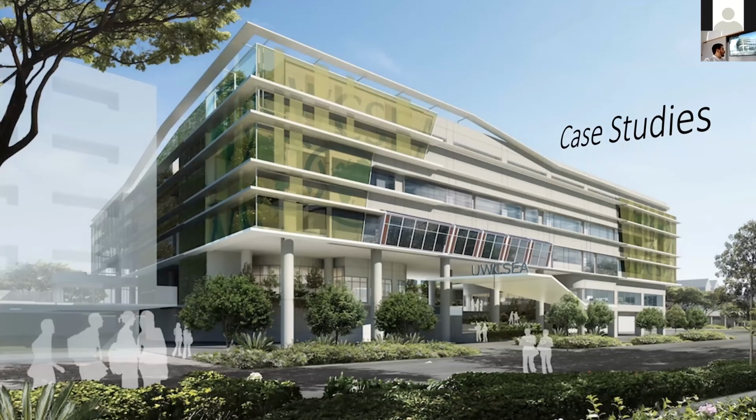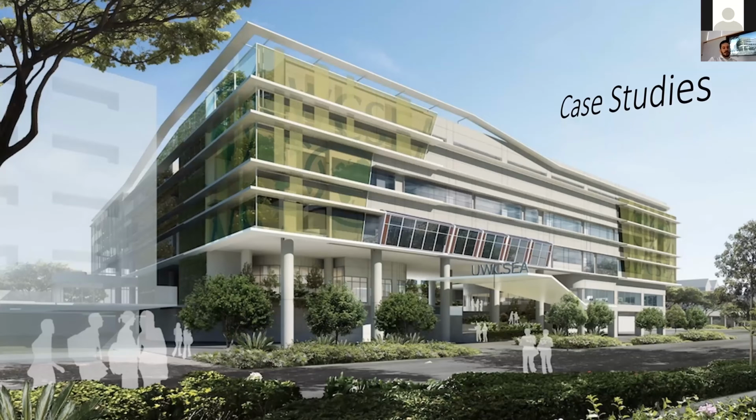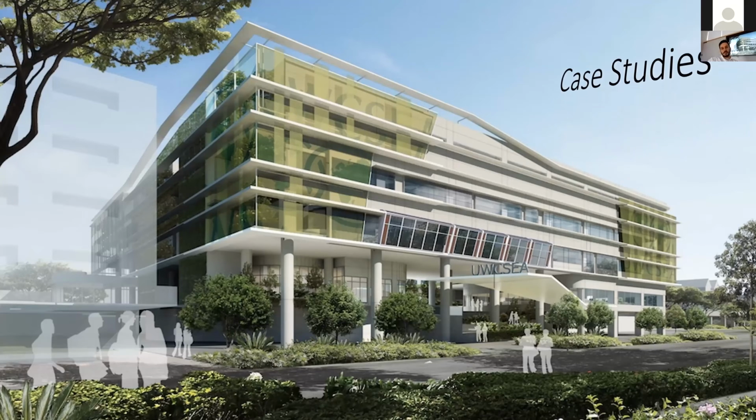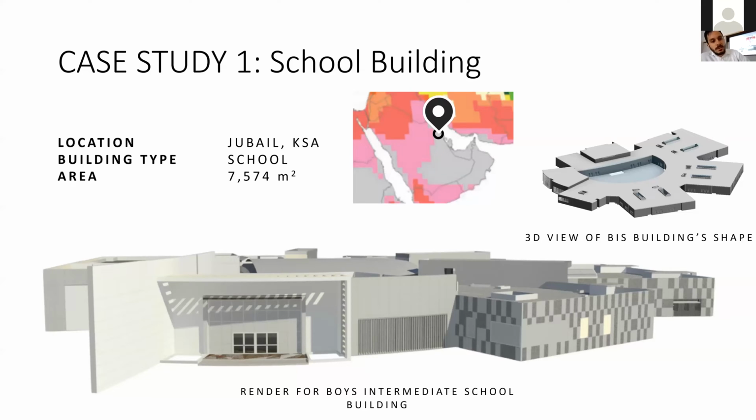So coming to the last part of our presentation today are the case studies that actually utilize BIM to achieve better performing buildings, especially in the area of energy efficiency and passive design. One of the case studies that I actually worked on was a school building in Saudi Arabia. This was an intermediate school building in a very hot, arid climate, and the client wanted to achieve less energy consumption by testing different materials for the envelope of the building.